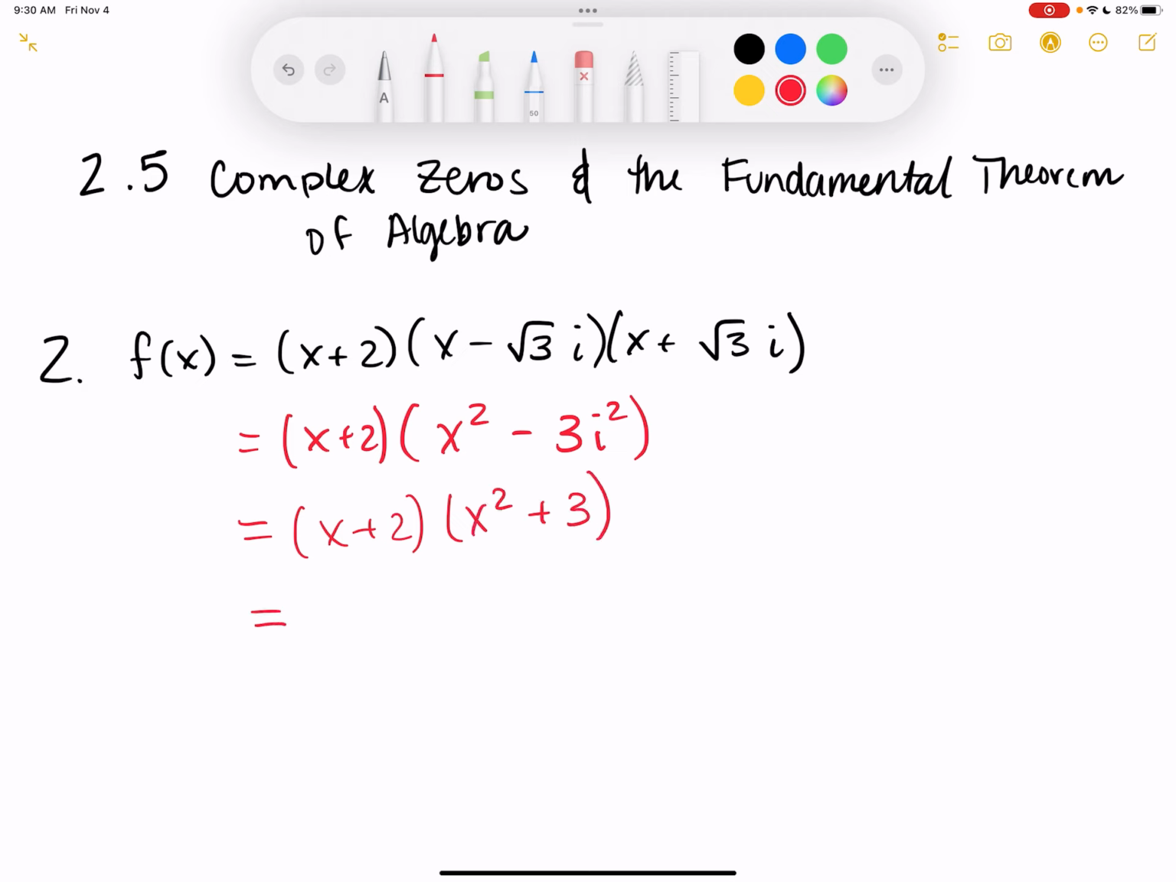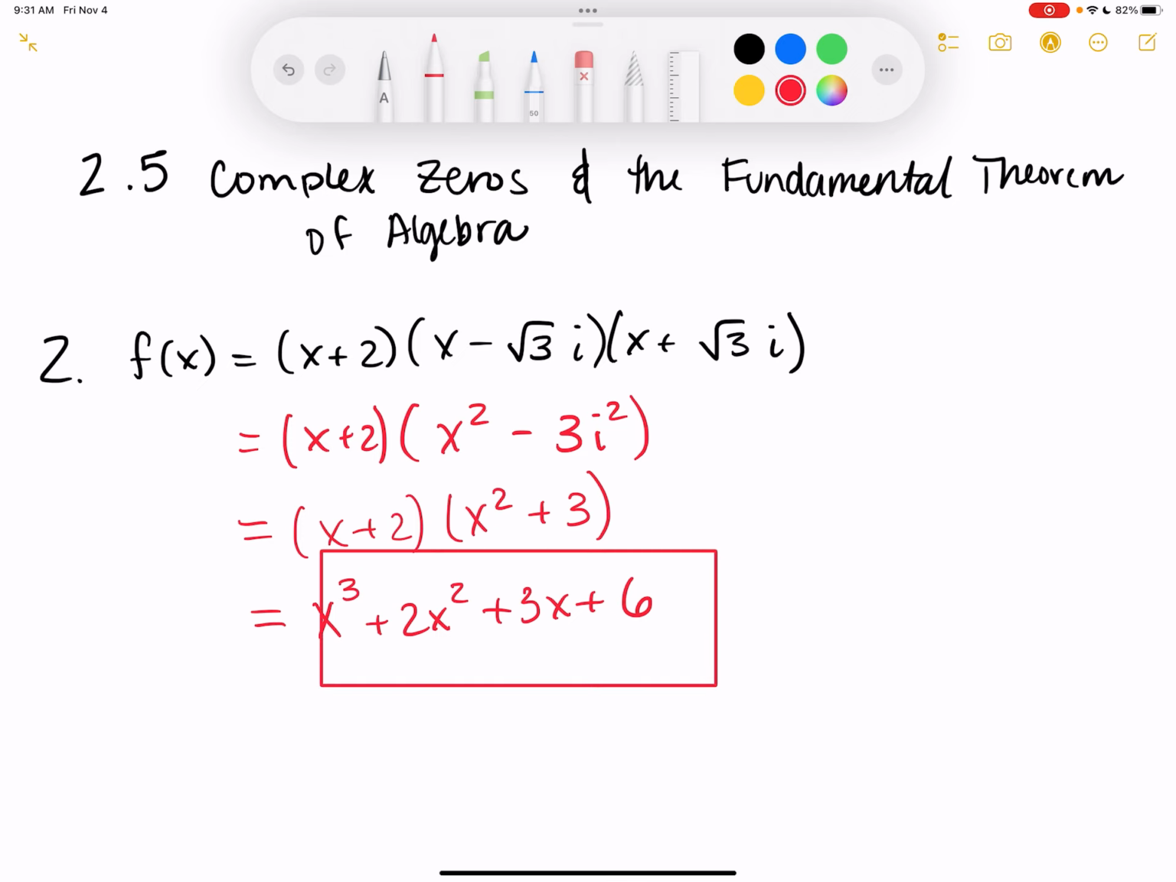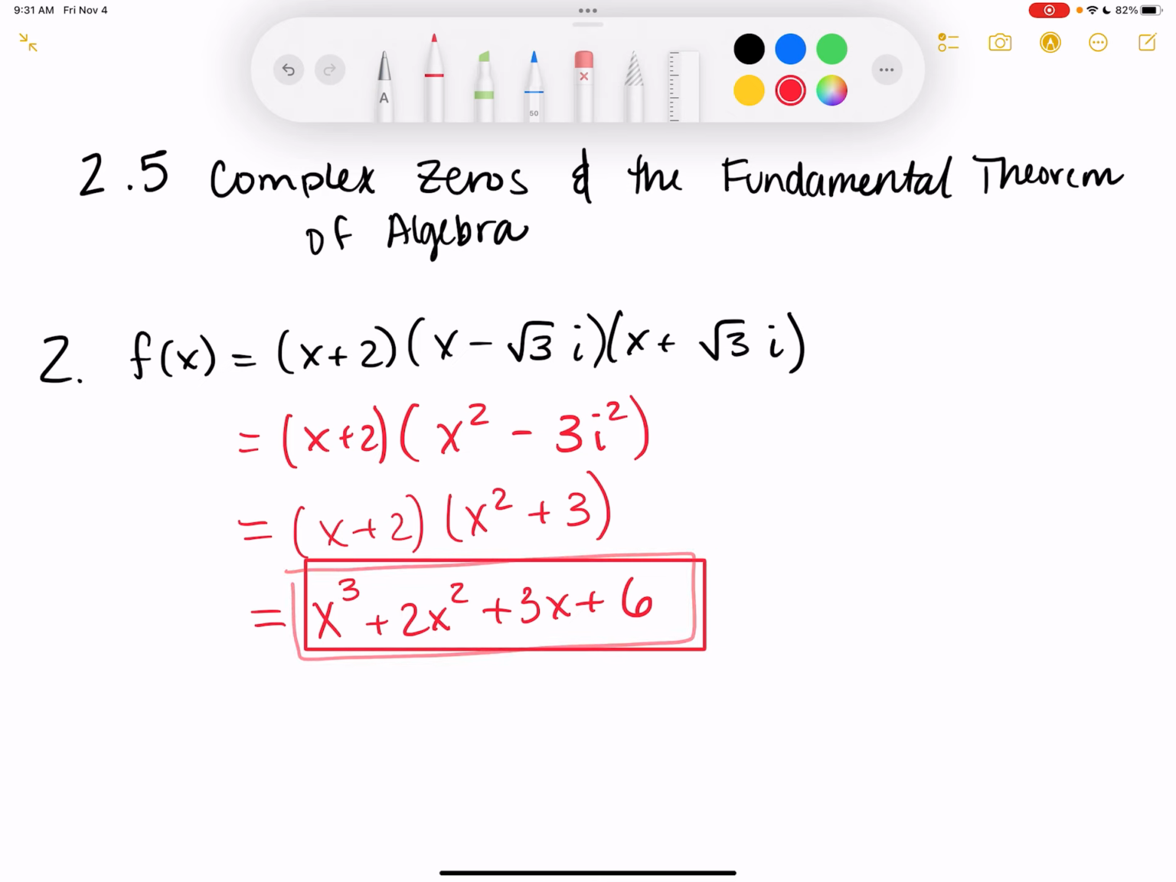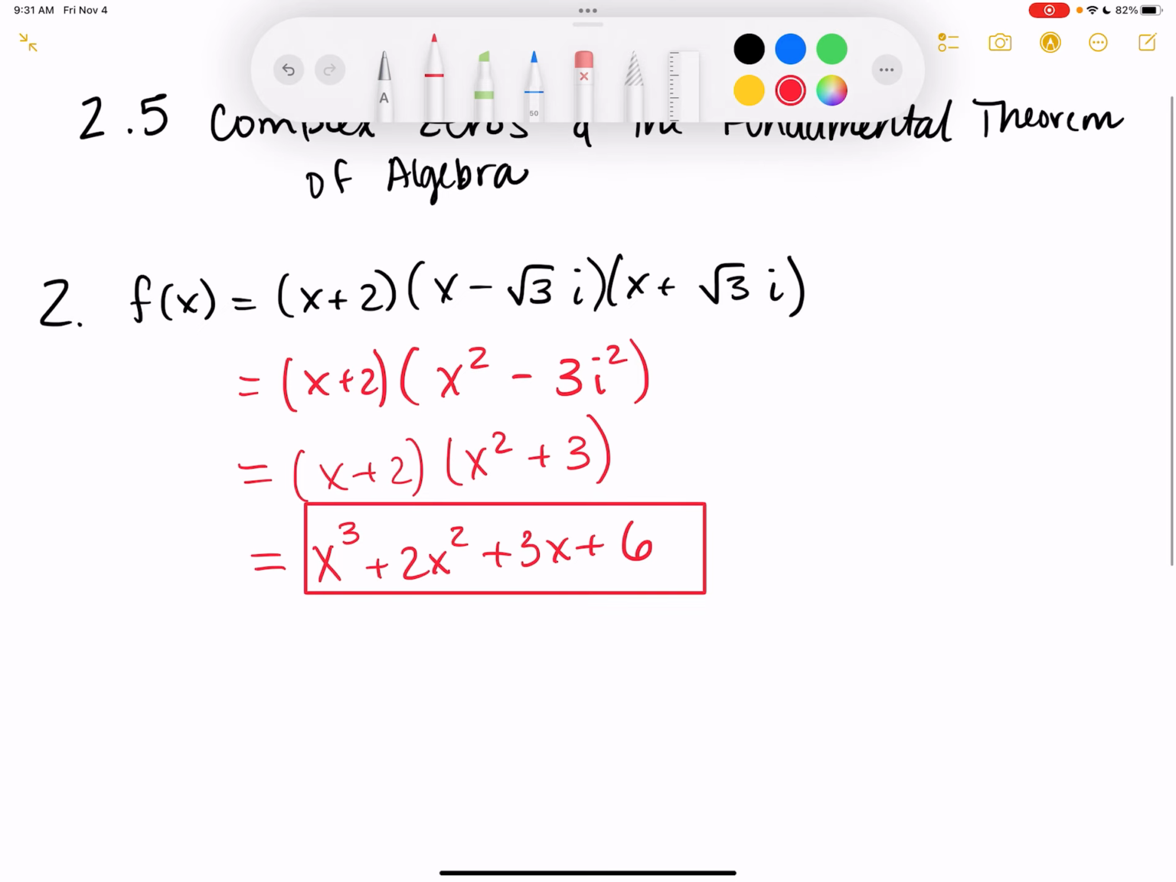Then what do you have? You've got x cubed plus 2x squared plus 3x plus 6. Great. And that's in standard form. So that's the first part of what it wants. Wait, that's not really the first part. It also wants zeros.